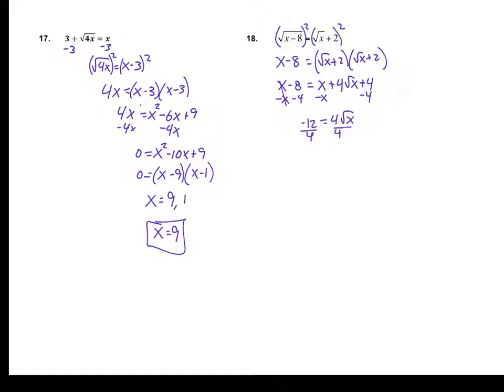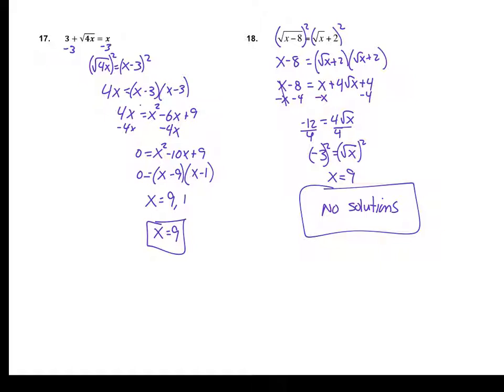Divide by 4. And if we square both sides, x equals 9. Now if we plug this back in, we get the square root of 1 on one side, and the square root of 9 plus 2, which gives us 5. We get 1 equals 5, which is not true, so 9 is extraneous. Which gives us no solutions.